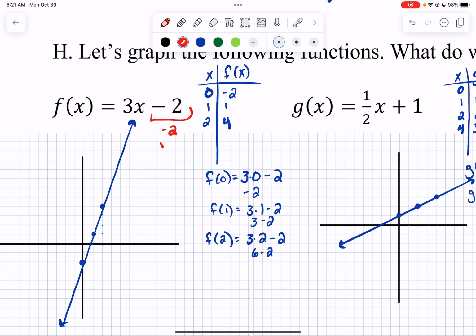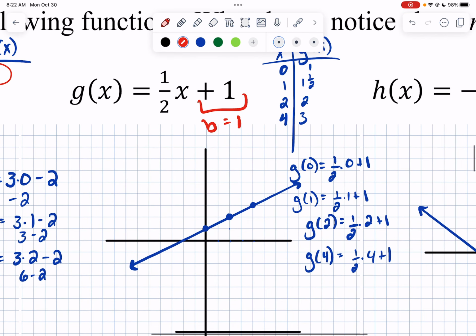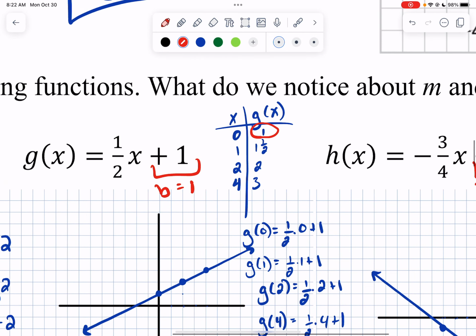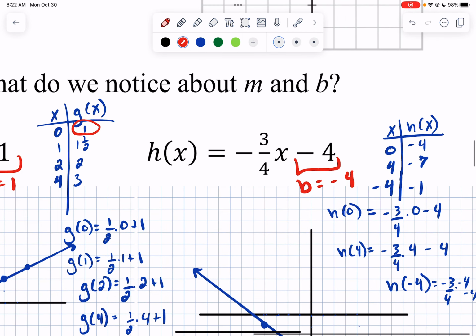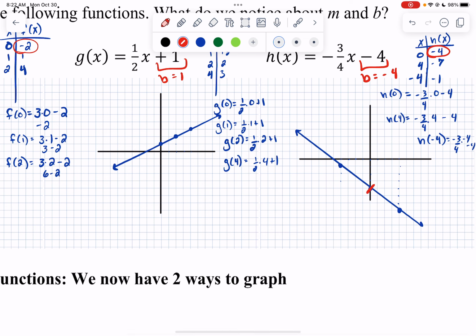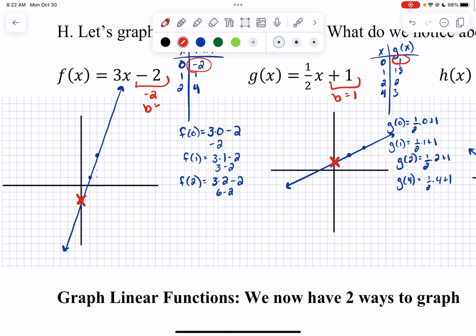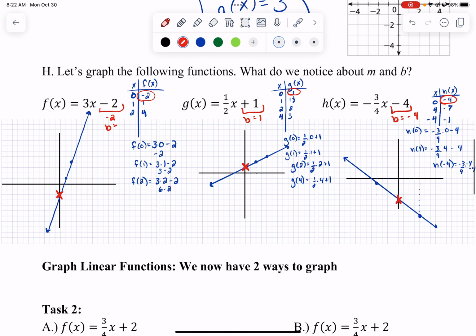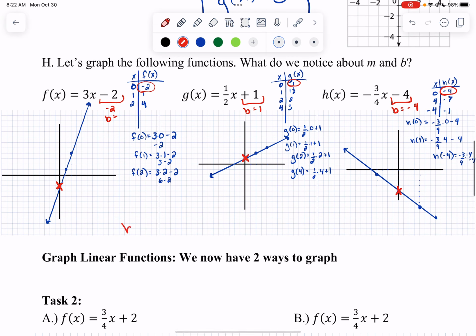Looking at each of these, where does a negative 2 show up when I'm graphing it? Right there. Where does the 1 show up? Right there. Where does the negative 4 show up? Right there. And if you notice on your graph, there's my negative 4 right there. There's my 1. And on this first one, there's my negative 2. So what do we notice about that b? b is the y-intercept.